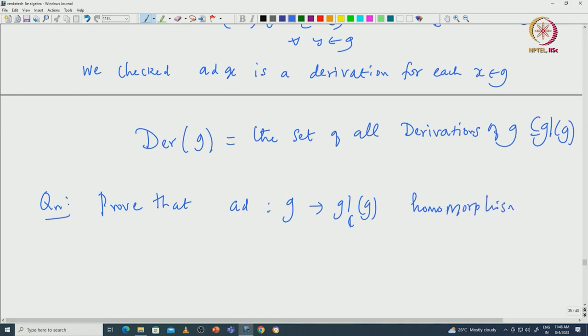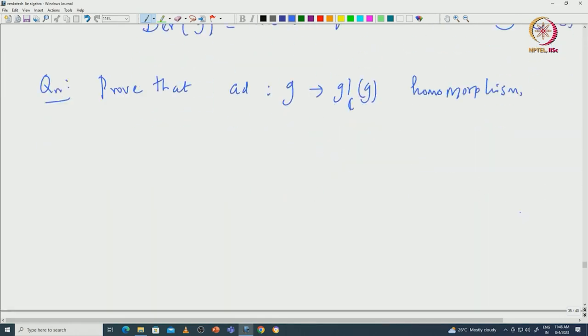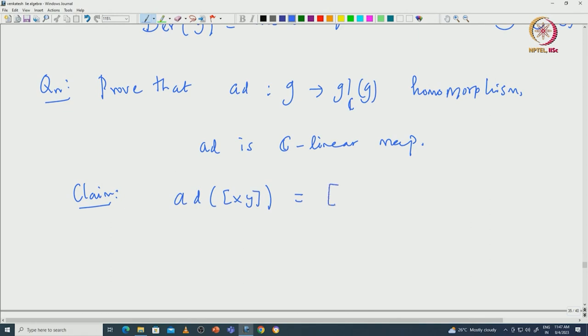So for that we need to check the following. Linearity is very clear, okay. I will leave it to you to check. It is easy to see ad is a C-linear map, okay. That I am not going to check. So the only thing that we need to check, the claim is that this obeys the Lie structure. That means ad of the bracket [x, y] should be equal to the bracket of ad x and ad y.